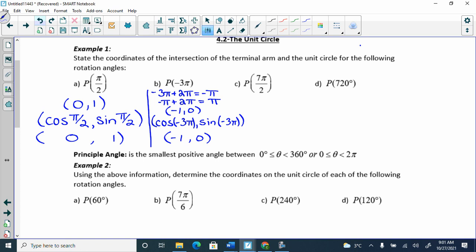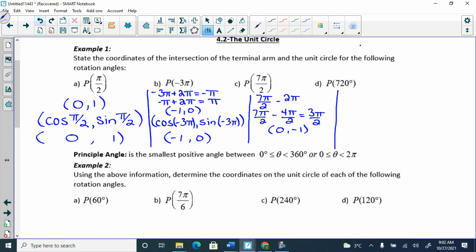C, 7 pi over 2. Is that on your unit circle? No, you can't find it on there. It's too big. So we have to find its coterminal by going 7 pi over 2 minus 2 pi, which is actually the same as 7 pi over 2 minus 4 pi over 2, which is 3 pi over 2. Is 3 pi over 2 on your unit circle? Yes. What's the answer at 3 pi over 2?